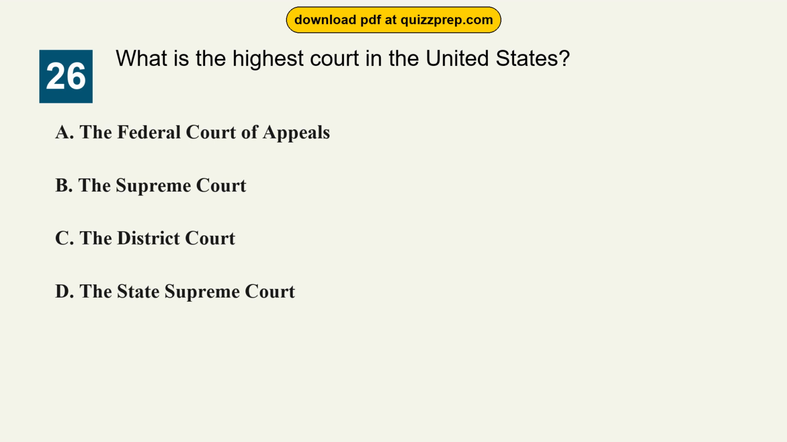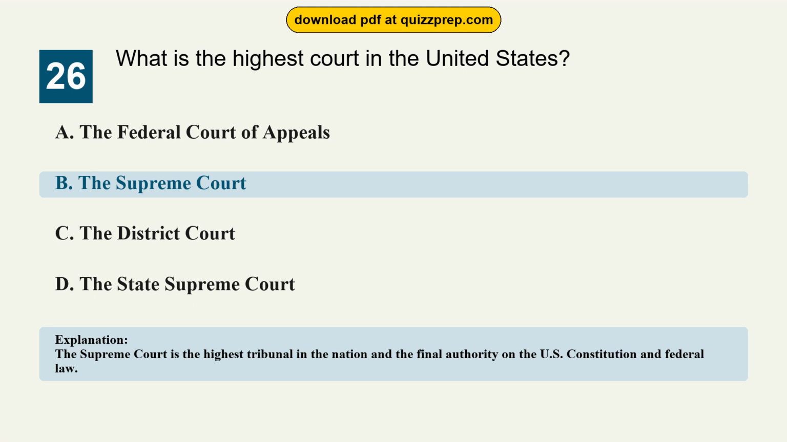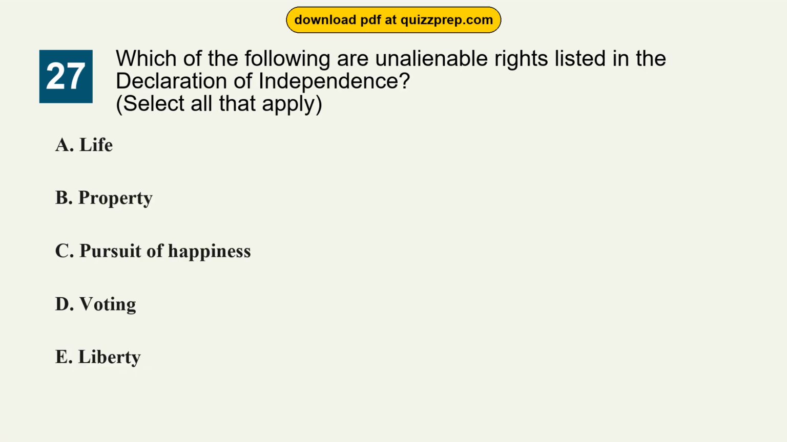Question 26. What is the highest court in the United States? Option A. The Federal Court of Appeals. Option B. The Supreme Court. Option C. The District Court. Option D. The State Supreme Court. The correct answer is option B. The Supreme Court. The Supreme Court is the highest tribunal in the nation and the final authority on the U.S. Constitution and federal law.